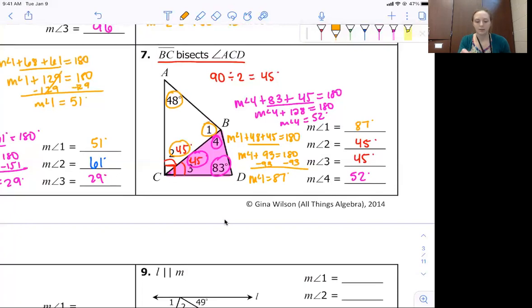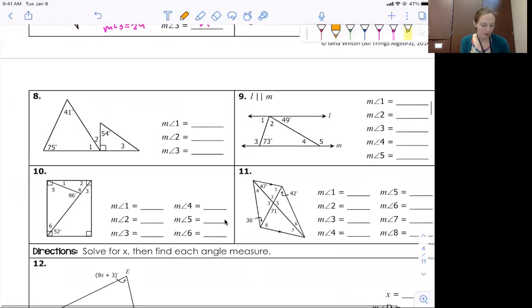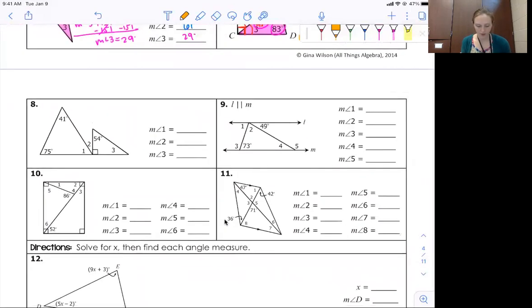All right, let's see what else we can do here. So how about you guys pause the video and I want you to try to see if you can get, let's go with 8 and 10. See if you can get numbers 8 and 10 done. Pause that video and see what you can do.